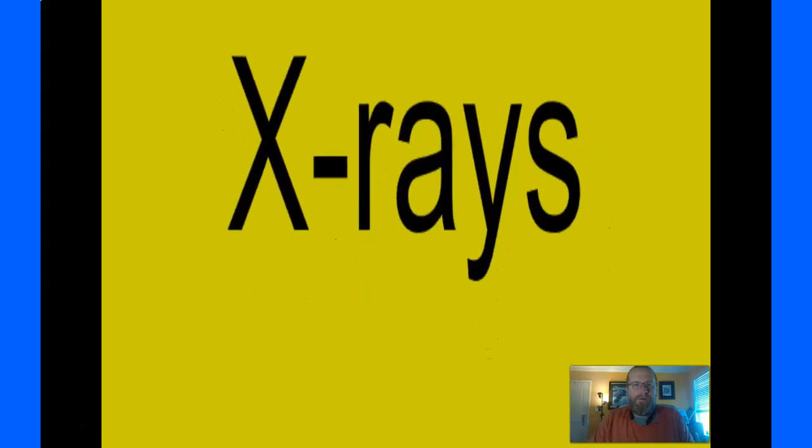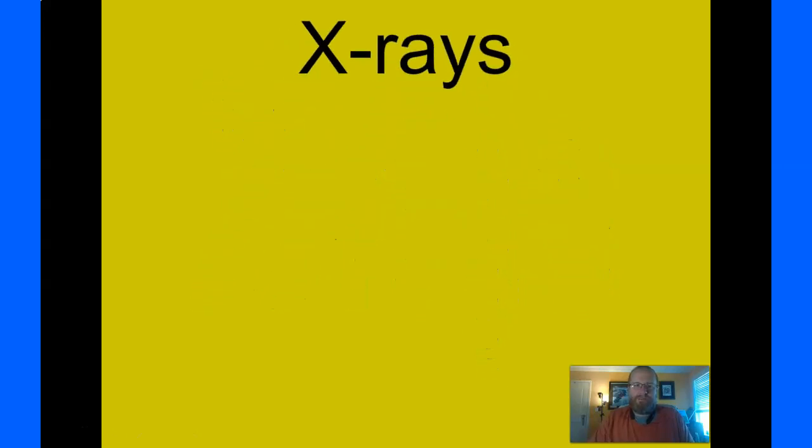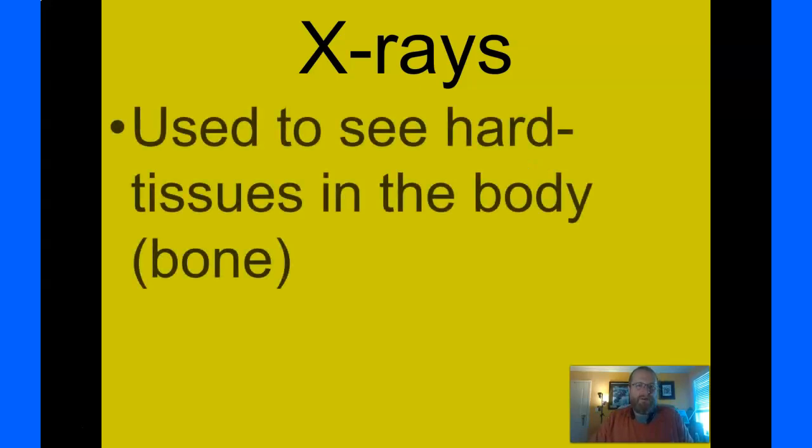Alright, the next type is called the X-rays. I think you know what we use these for, to see hard tissues in the body, which is basically your bone.